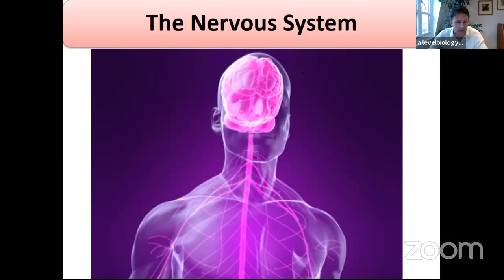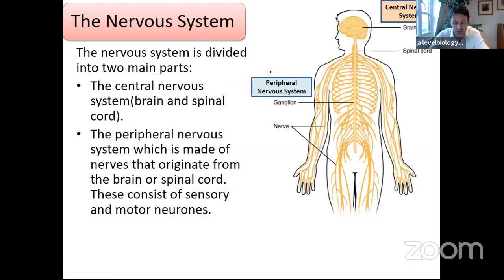So, nervous system, we've got two parts to it. We've got the central nervous system, which is the brain and just the spinal cord. And then we've got the peripheral nervous system that's coming away from that. Now, the peripheral nervous system is made of the sensory and the motor neurons. The sensory neurons carry information to the central nervous system, and the motor neurons carry it away to an effector, which is a muscle or a gland.